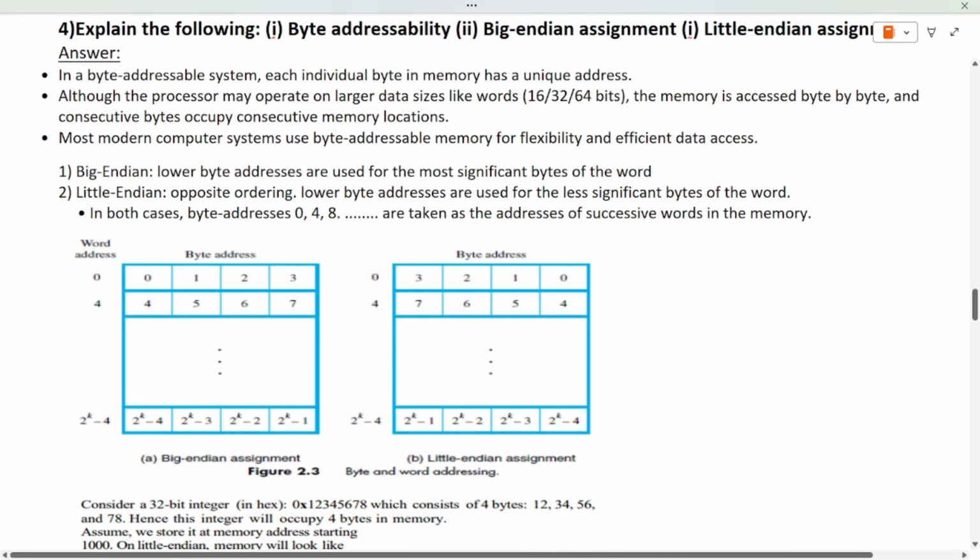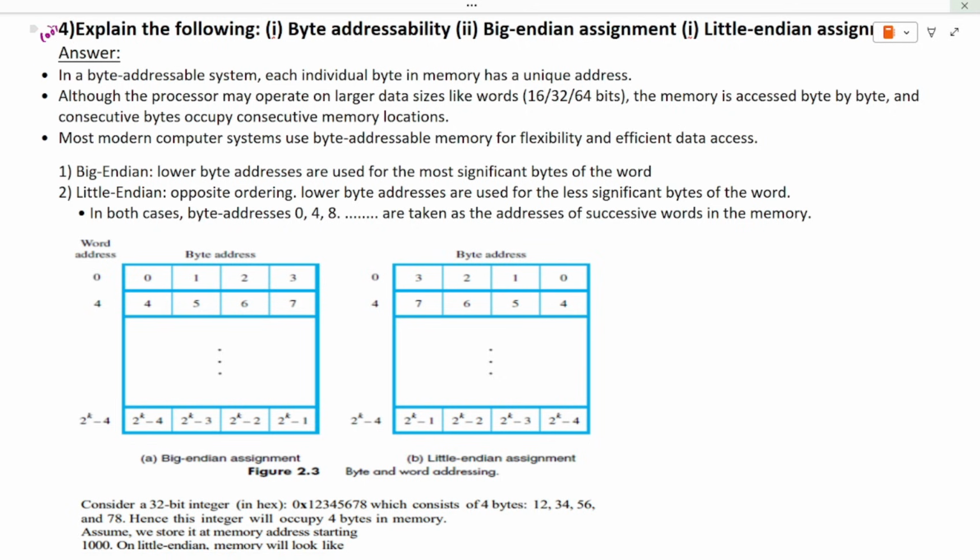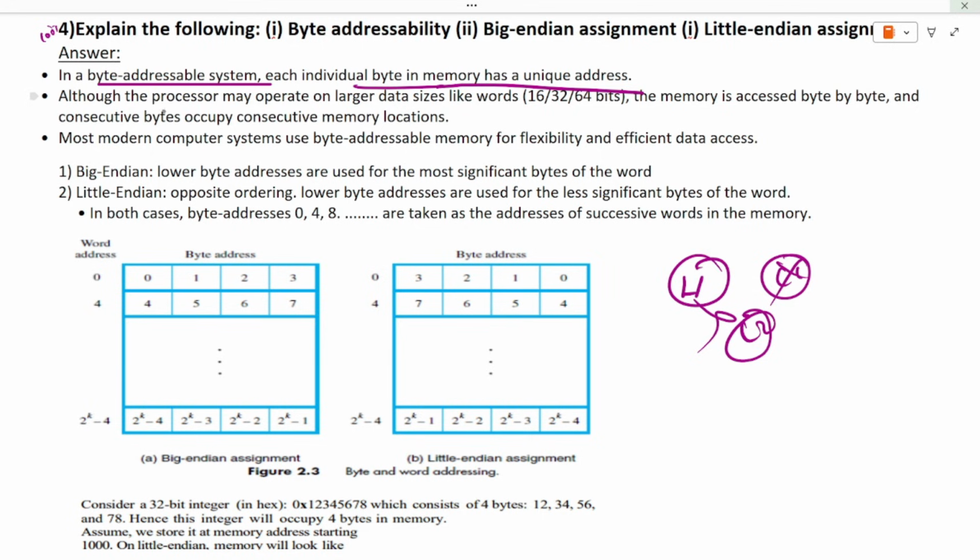This is one of the most important and most repeated questions. This will be 100% short questions. So listen without skipping this. In a byte addressable system, each individual byte has a unique address. That means each has a different address. For example, if you take L1, the address cannot be L1 again, it can be L2. That is, it has a unique address. Next, the processor may operate on large size data such as 16, 32, 64 bits. Memory is byte to byte type, and it is occupied consecutively in memory locations.